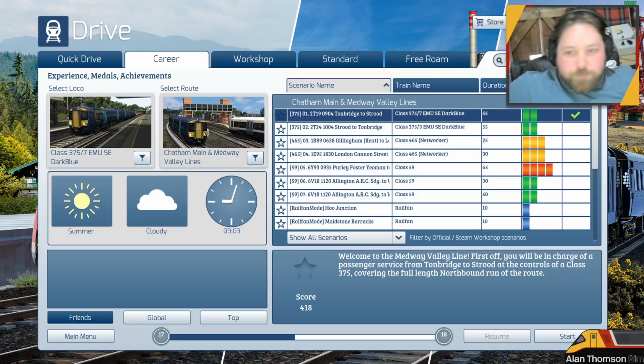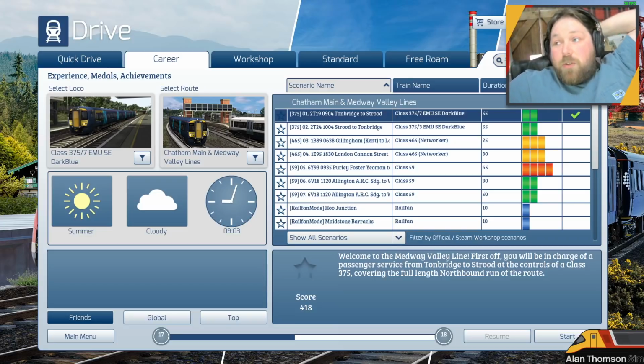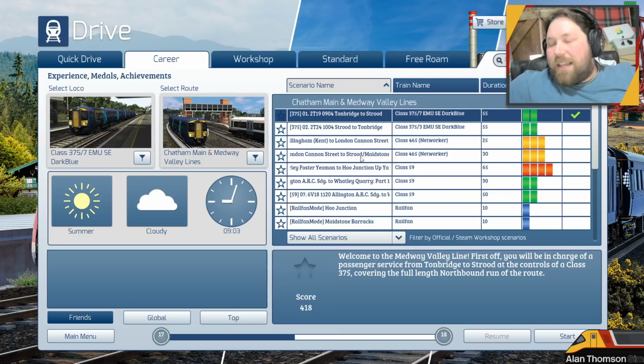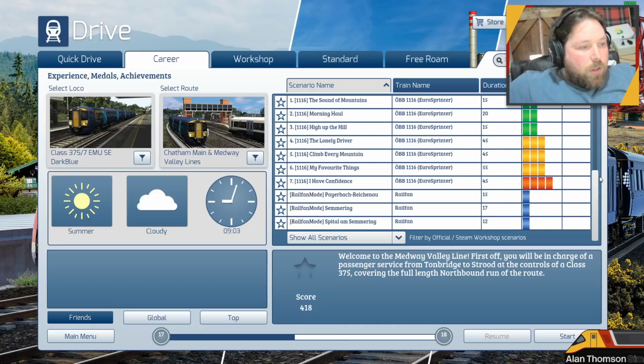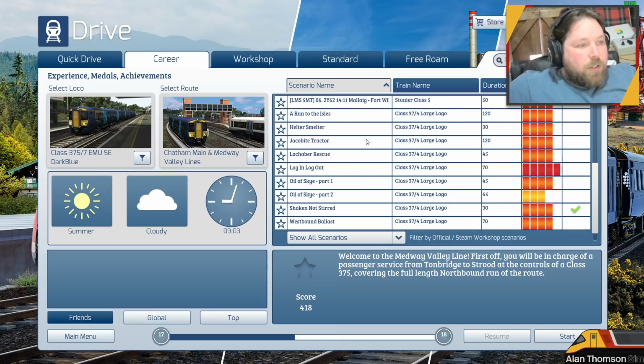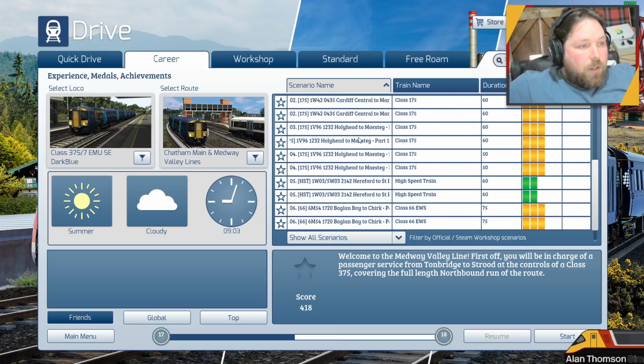Okay, right. So what does this actually mean? In theory, it means that loading times for routes should be quicker. Let's put that to the test, shall we? I am going to pick something that is an inherently slow route to load, which of course is the West Coast Main Line South. And I'm going to do this in a career scenario.